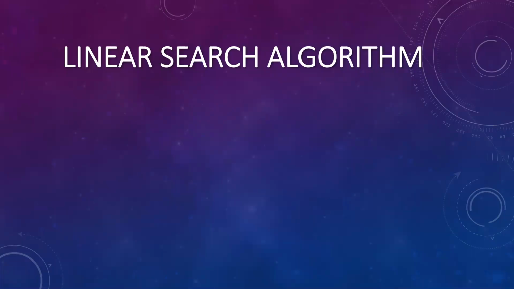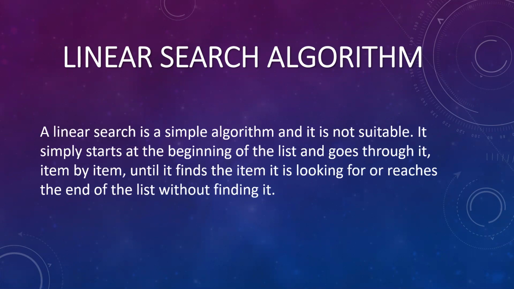So the linear searching algorithm is a kind of function which is used to find data from a list. It finds the data sequentially. It's a simple algorithm and it's not suitable for a big amount of data. When we have a big amount of data, this is not suitable because it takes more time.